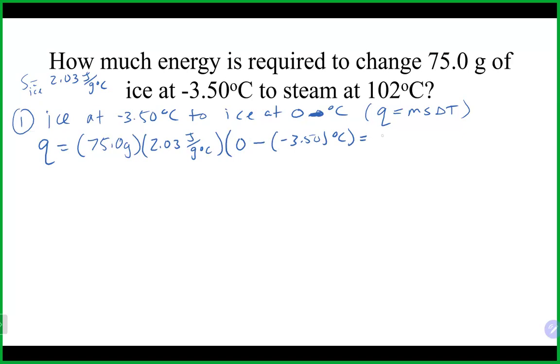That's going to give us something like 532.9 joules of energy. That is the energy to take our ice that started at minus 3.5 degrees up to ice at 0 degrees Celsius. We ended up with a positive number, which makes sense, right? Because we're trying to melt our ice, so we've got to put energy in there. So it should be positive and endothermic.